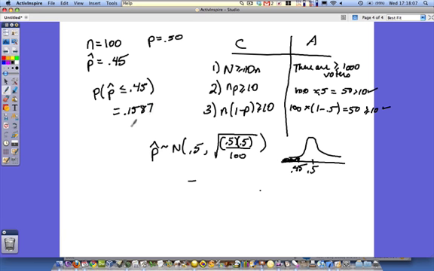So our probability is equal to 0.1587. What that means is, if the true proportion of people who would vote for Obama is 50%, the probability that we would get a sample proportion for a sample of 100 of 45% or less is actually quite likely. It's almost 16%, so about 1 in 6 times. So getting this result isn't really that big a deal from a sample of 100 people, even if the truth is really 50%.